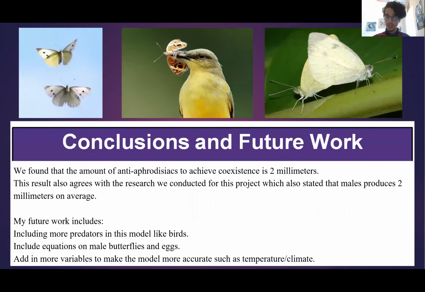Lastly, we have conclusions, which are that we found that the anti-aphrodisiac that's produced is 2 millimeters, and that allows for coexistence. And with that current knowledge that we've seen, that is actually how much, on average, a male butterfly produces. Some of our future work includes including more predators into the model, such as birds or things that eat the wasps or butterflies.